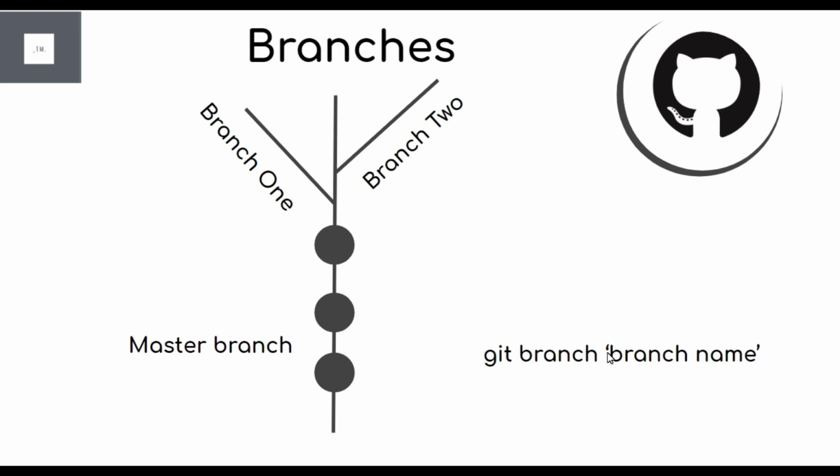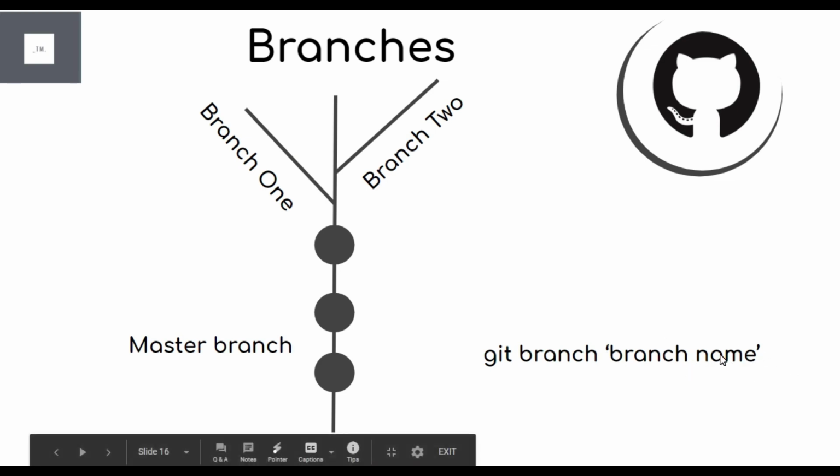Actually, we use git branch and the branch name. You will not do this. I just wanted to keep the branch name in a quote. So we just write git branch and the name of the branch without the quotation marks.